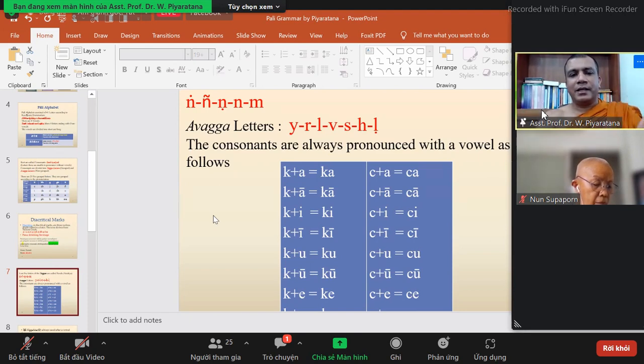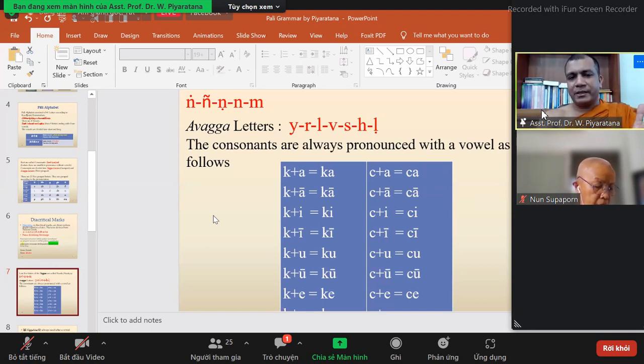Then a, ka, ga, nga, and ha. These eight letters are called kantaja. The letters ya, ra, la, va, sa, ha do not belong to a group, but according to their pronunciations they are categorized: the ka-vagga is kantaja, the cha-vagga is taluja.